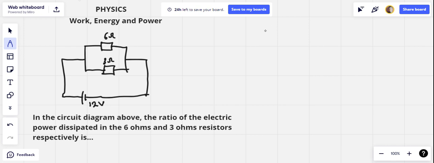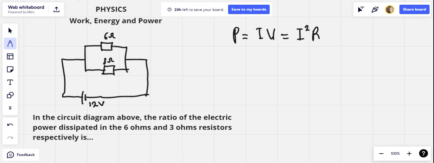So now electric power P can be given as what? Electric current times the voltage. Or it can be given as what? If you split voltage as current times resistance, this will be current squared times R. So this is the formula we're going to use to do this.